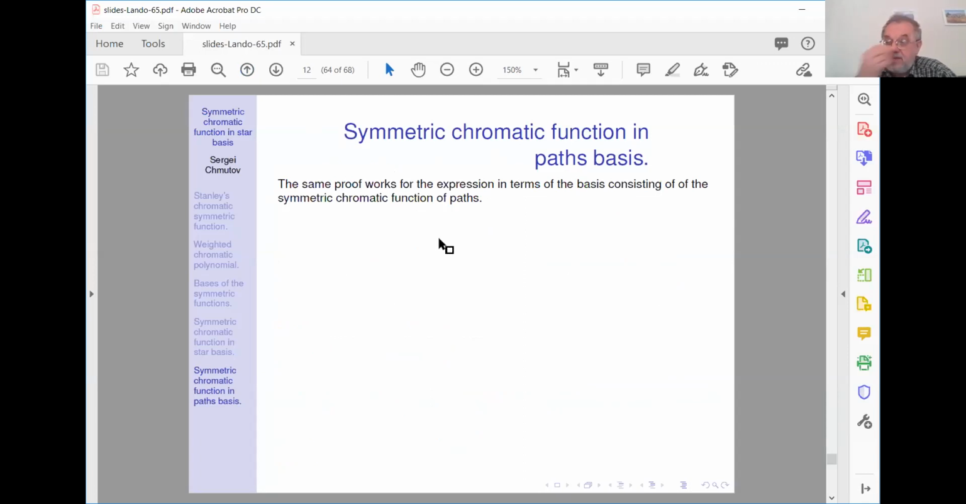And the same procedure can actually work in different bases of the symmetric functions. For example, I can take the path basis. I will call them A's. So A sub 1 will be just one vertex, and that is the same as S sub 1, P sub 1, everything. But A sub 2 is the symmetric chromatic function of this, A sub 3 is that one, A sub 4, and so on. So I can choose that basis in symmetric functions.